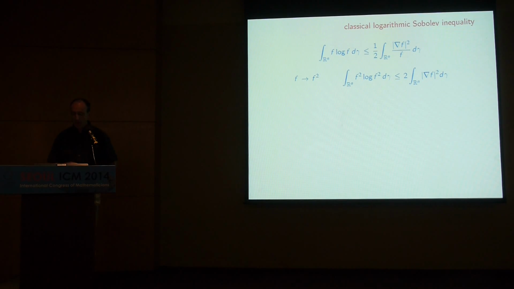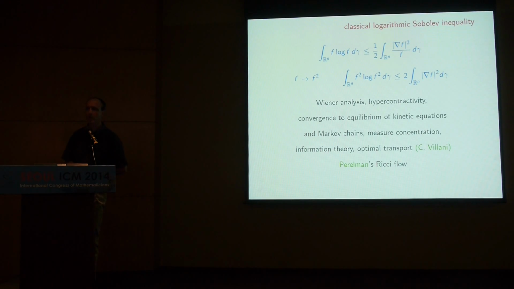And the logarithmic Sobolev inequality has proved useful in a number of areas. Infinite dimensional analysis, as mentioned, has been useful in its equivalent hypercontractive form, and it has been used to study convergence to equilibrium of various kinetic equations and Markov chains. It has been used in measure concentration. It appears in information theory and optimal transport, and it was also used by Perelman in his study of the Ricci flow towards the Poincaré conjecture.